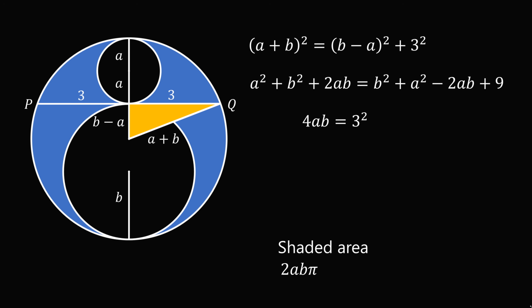But we know we want to calculate 2ab pi. So we divide this equation by 2, and then multiply both sides of the equation by pi, and that gives us the area 2ab pi is equal to 9 pi over 2. And that's one way to solve the problem. Now on to method 2.